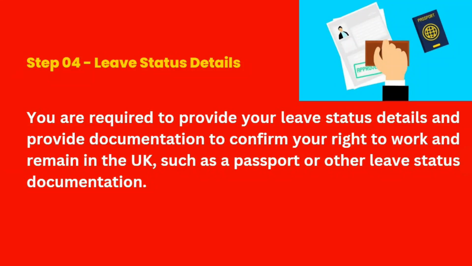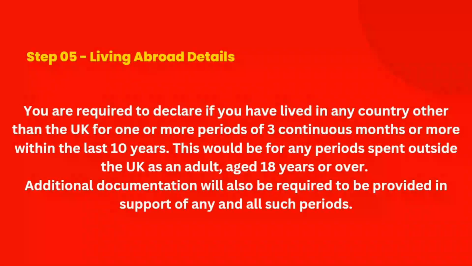Step 05, Living Abroad Details. You are required to declare if you have lived in any country other than the UK for one or more periods of 3 continuous months or more within the last 10 years. This would be for any period spent outside the UK as an adult, aged 18 years or over. Additional documentation will also be required to be provided in support of any and all such periods.